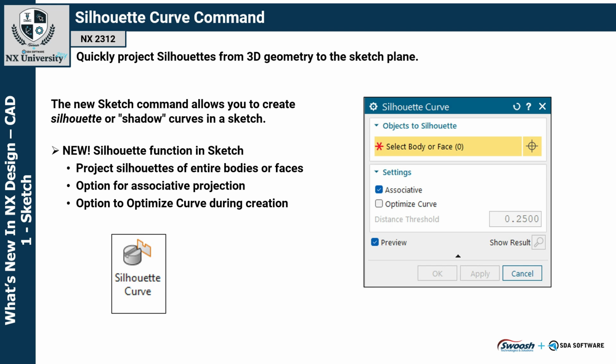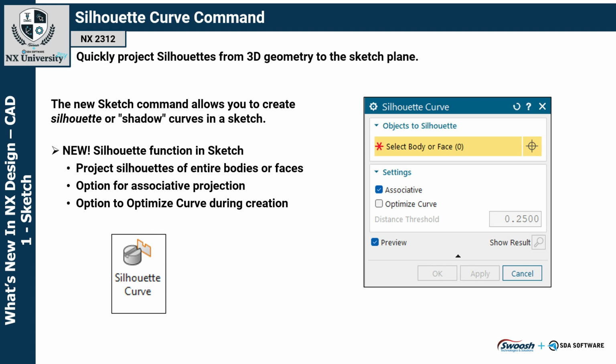Next item we'll look at related to our sketch commands, the silhouette curve command. This was introduced in NX 2312, and this is going to allow us to quickly project silhouettes from 3D geometry into our sketch plane. The new sketch command allows you to create silhouette or shadow curves inside your sketches. And this new silhouette functionality allows you to project silhouettes of entire bodies or faces. There's an option for associative projection and an option to optimize curves during creation.